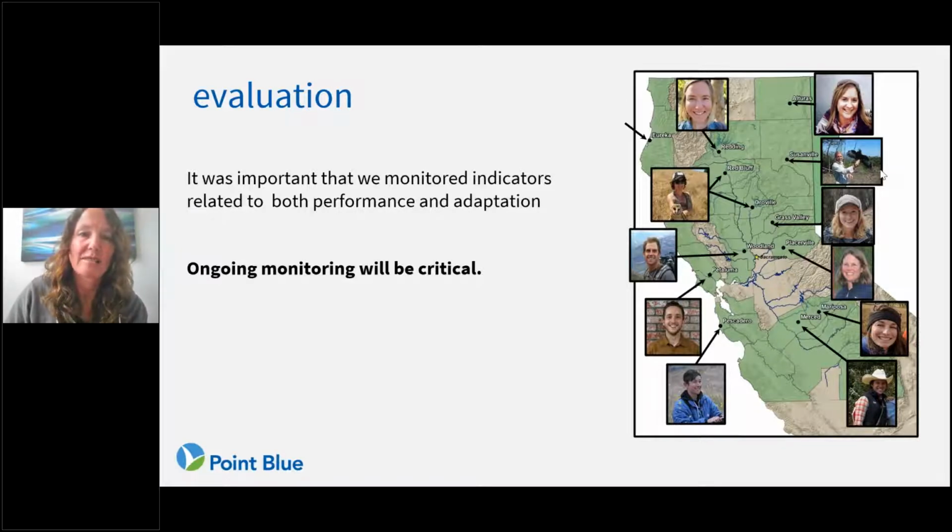And as you know, it's probably obvious, but oaks are very long-lived species on the order of hundreds of years. So monitoring for 2 years is a great start, but we are working to sustain this project into the long term to really evaluate the impacts on oak adaptation in California.